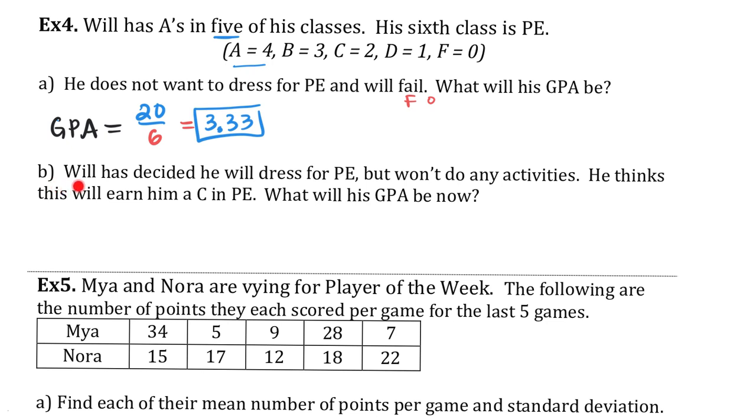Okay, part B. Will has decided that he will dress for PE, but he won't do any activities. We think this will earn him a C in PE. What will his GPA be now?